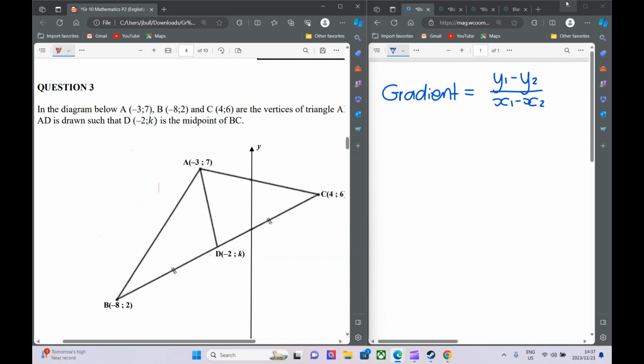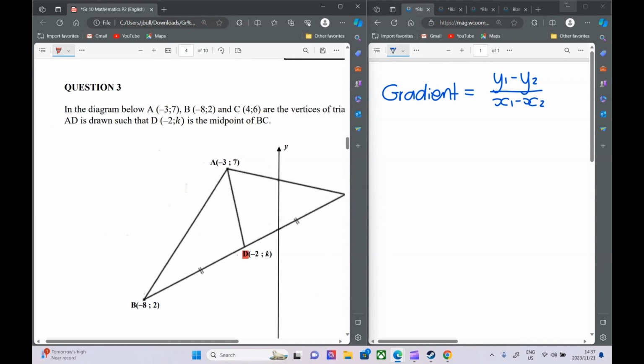Line AD is drawn such that D is the midpoint. Okay, so this D here is the midpoint of that line, which we can see because we've got the two equal sides. So they show us this side is equal to that side. Okay, so we know this is then the middle of that line. If we have a look at this question, let's see what they ask us here.